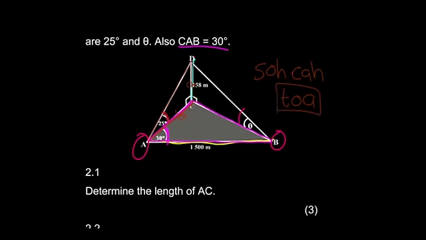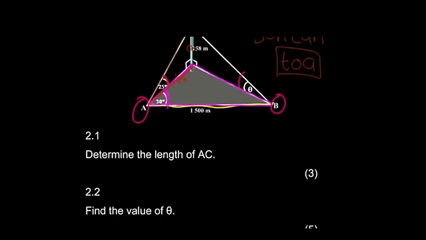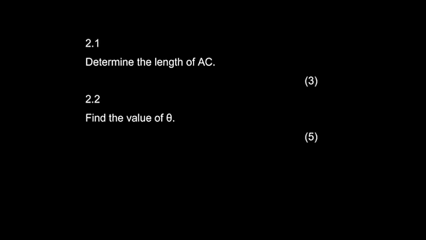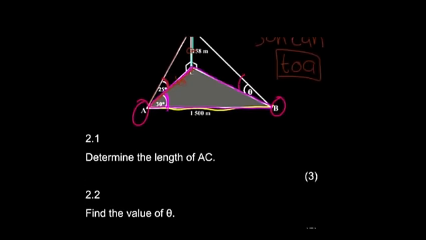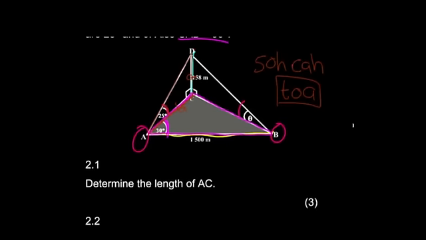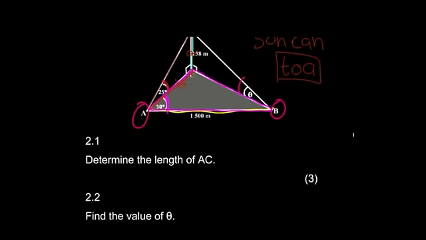So we're going to go tan of the 25. Tan 25 is equal to opposite. How long is the opposite side? 158.